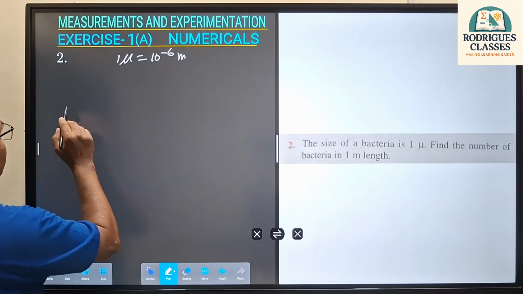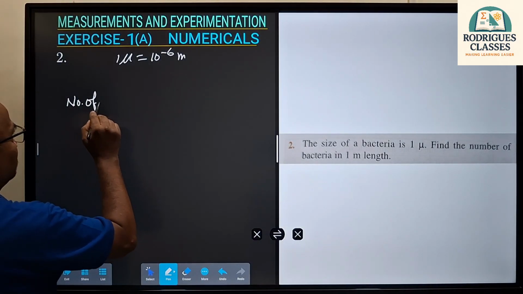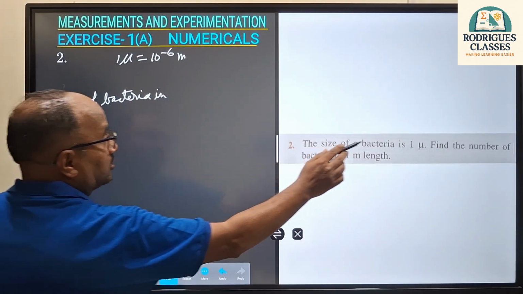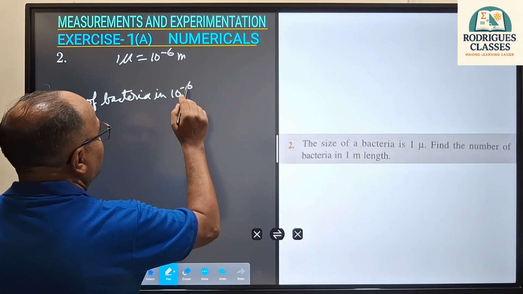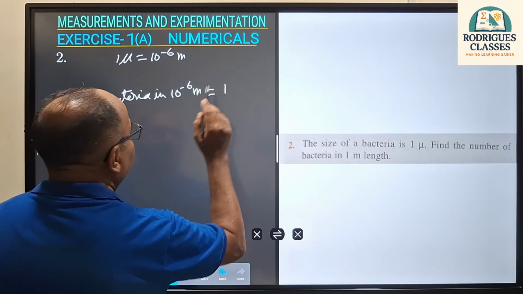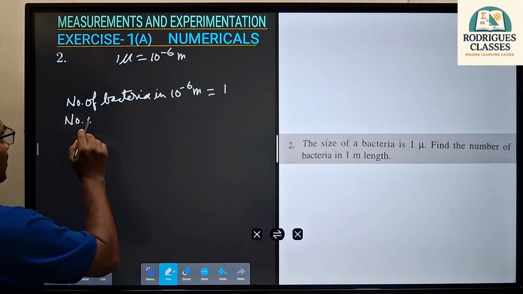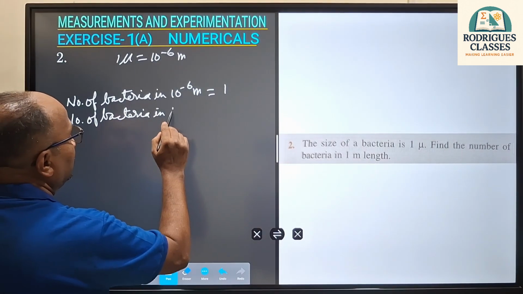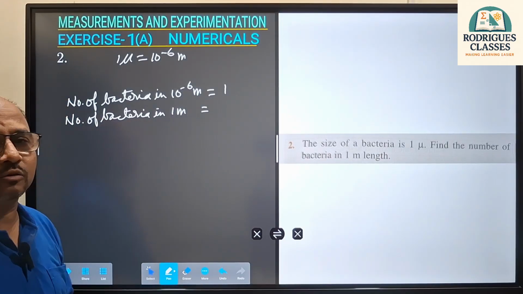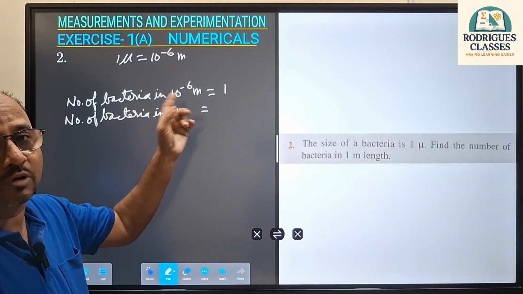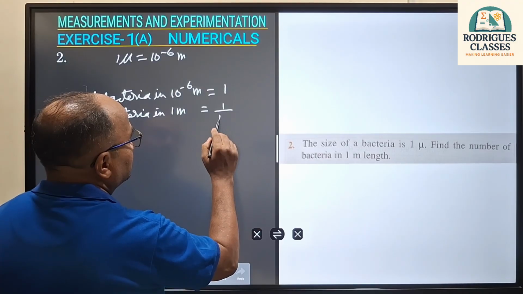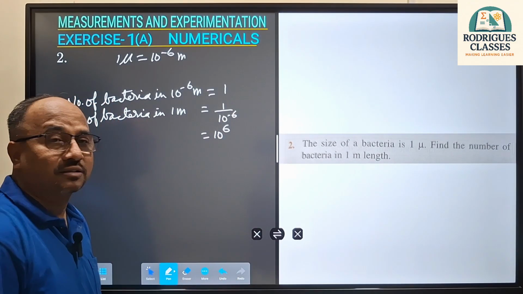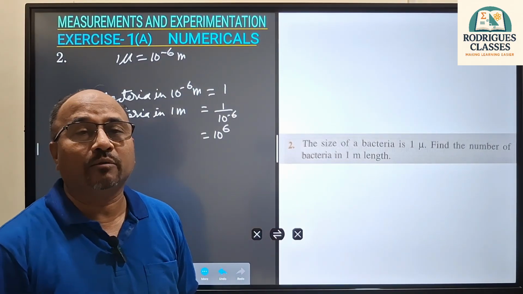So we will write here, the number of bacteria in 1 mu, that is 10 to the power minus 6 meter, is equal to 1. So now the number of bacteria in 1 meter, because we are finding for 1, we will have to divide 1 by this number, 10 to the power minus 6. So that gives me 10 to the power 6 as the number of bacteria present in 1 meter of it.